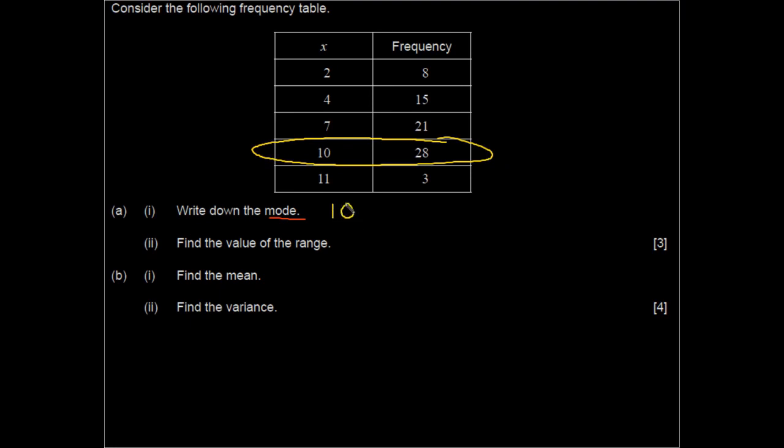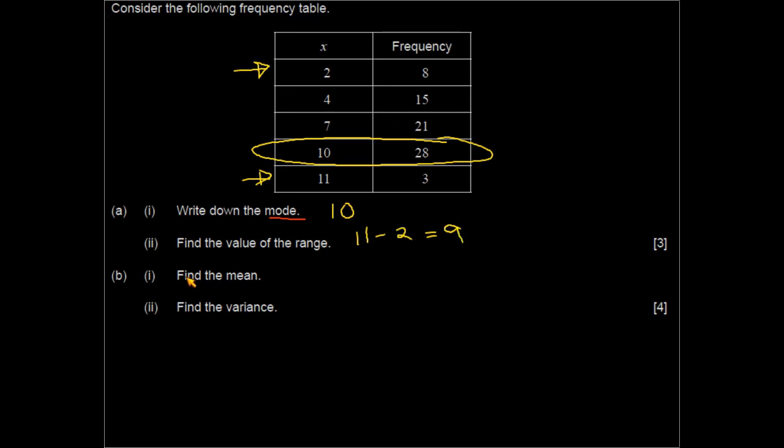Okay, next it says find the value of the range. So the range is the range of x. So x varies between 2, 4, 7, 8, up to 11. So the range is the difference between this value and this value. So the range is equal to 11 take away 2, which is 9.